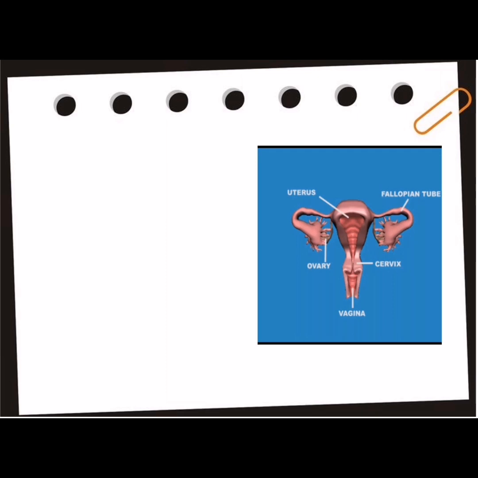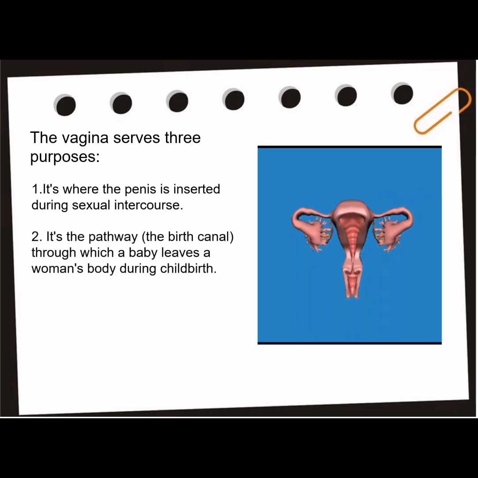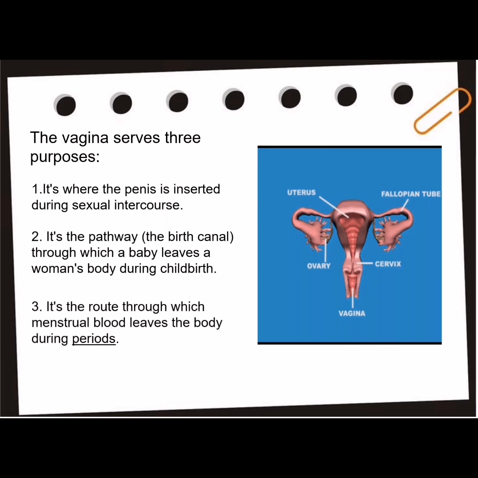The vagina serves three purposes. These purposes are: Number 1, it's where the penis is inserted during sexual intercourse. Number 2, it's the pathway through which a baby leaves a woman's body during childbirth. Number 3, it's the route through which menstrual blood leaves the body during periods.